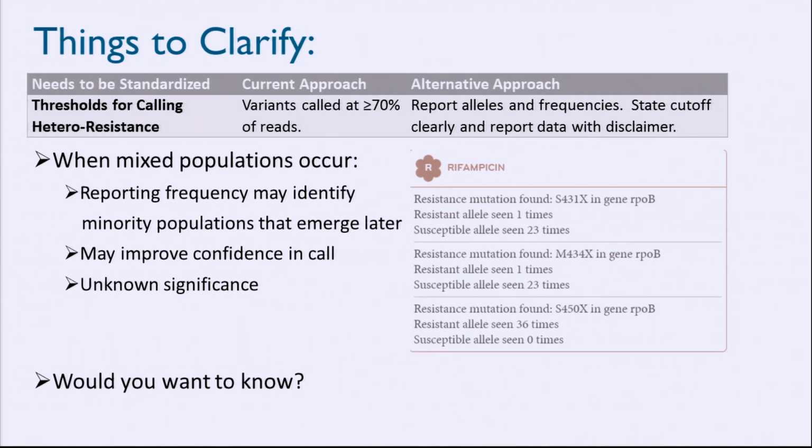This report is from one of the freely available sites on the internet. I know that I'm not showing you a lot of the reports that I looked at, but that's because most of them are confidential or classified. This one is not, and I think it's a really good example of how one might present differing reads at a particular site. You can see in that first section, for S431X in the RPOB gene, there is a minority population where a resistant allele was seen once and a susceptible allele was seen 23 times.